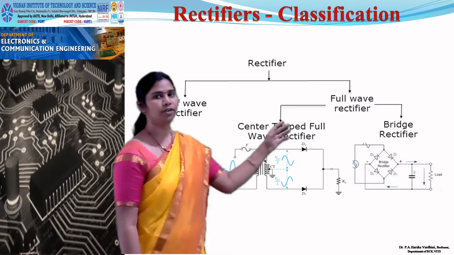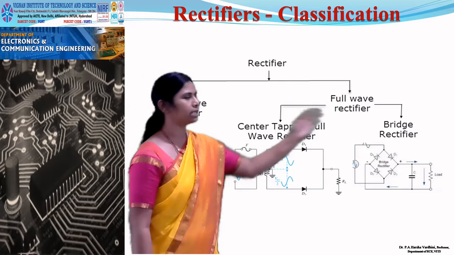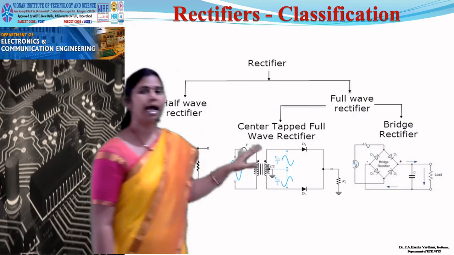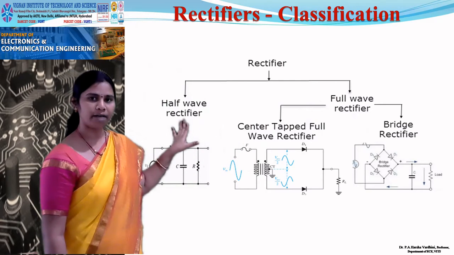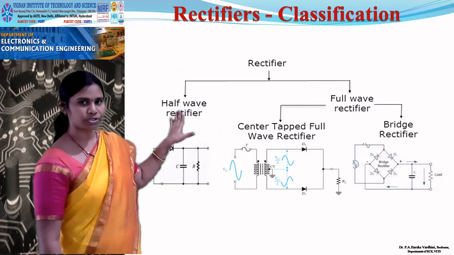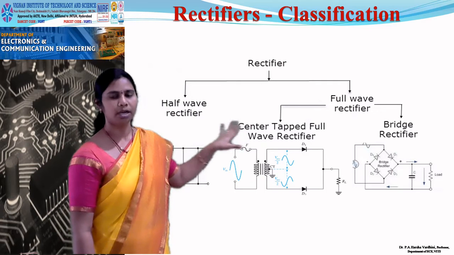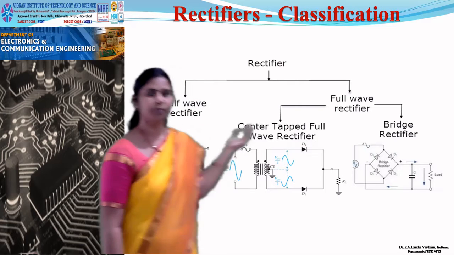Next to this is full-wave rectifier. Again, the full-wave rectifier is subclassified as center-tapped full-wave rectifier and bridge rectifier. As the name says, full-wave rectifier. Here it is half-wave rectifier. Now, other than the half-wave which is rectified here, you can see full-wave rectification. But you have center-tapped full-wave rectifier and bridge rectifier.